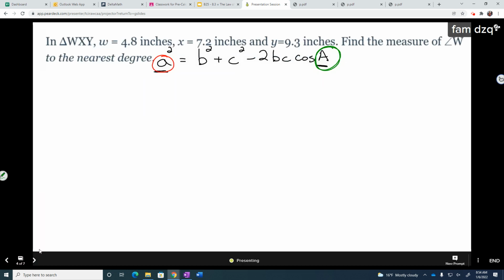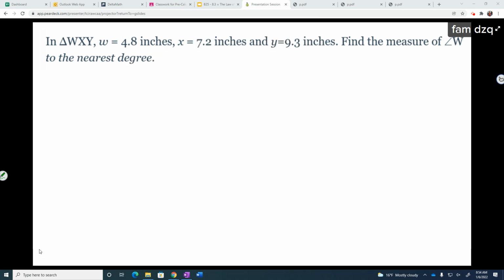So we're going to look at a few questions, and you're going to have an assignment on Delta Math again, but don't start on it yet. You'll have plenty of time to do it.